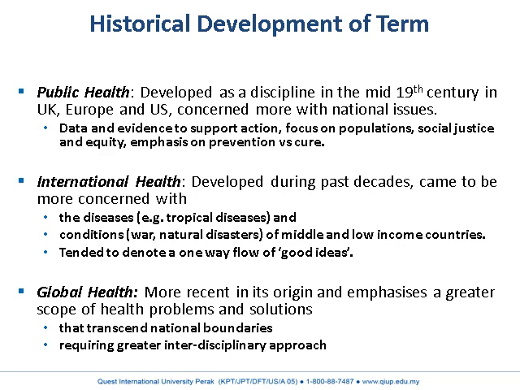Now we will go through the historical development of the term global health. First, the term was public health. Public health developed as a discipline in the mid 19th century in the UK, Europe, and US. Okay, it was concerned more with national issues. Public health was focusing more on national level issues, data and evidence to support action. So they collected national data and evidence to support public health action.